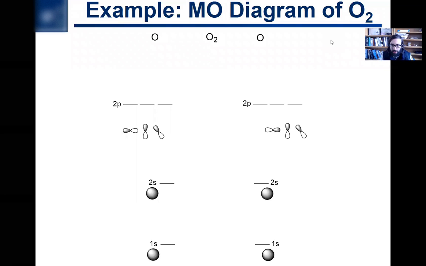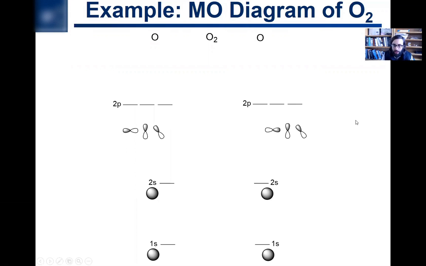All right, so let's start out with homonuclear, being same atom, diatomic molecular orbitals. So oxygen, diatomic oxygen would be an example. So how do we do this? Well, we look at the atomic orbitals that are available in oxygen: 1s, 2s, and 2p.